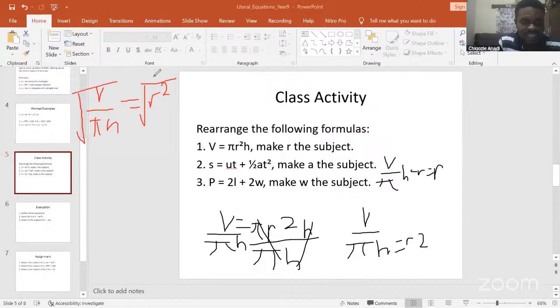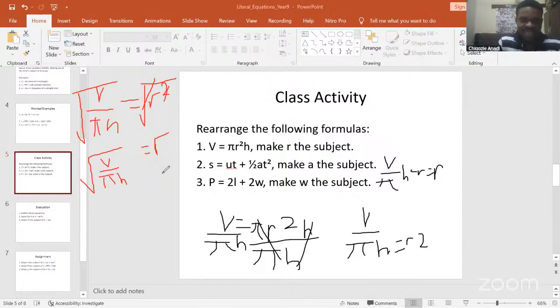Are you seeing this? Now, square root cancels out this square, so we're left with only r. So our answer will be the square root of v all over pi h. So r is equal to the square root of v all over pi h. Whenever you have either a square or a square root, just know the inverse. If you have a square root and you're trying to make that particular letter the subject of the formula, just find the square of both sides.